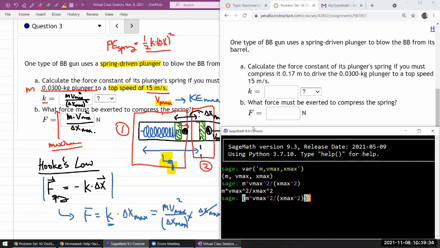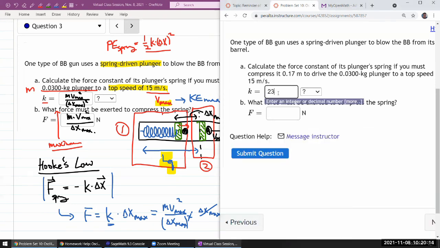Now what I can do is use a substitute function to plug in the numbers. Say that my mass is equal to 0.03 kilograms. Now, one thing that you have to watch out for is that Sage Math, by default, is not unit aware. So you have to take care of the units. v max is 15 meters per second. x max is 0.17 meters. Okay, so that should give us an answer: 233.6. What is the unit? You should work out the unit yourself. Here, I'll just say it's newtons per meter.